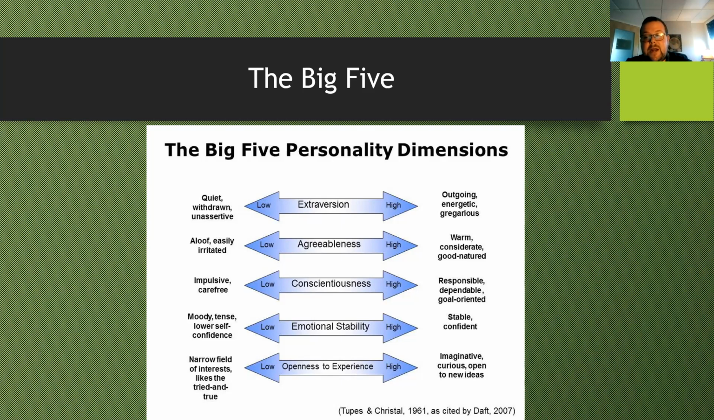So you'll hear a way to remember this is OCEAN or CANOE. Those are all the letters that we have. So again, remember it's a spectrum. Depending on the assessment you use, there's a lot of them out there. There's a few that are free on the internet, but I would not trust those results.